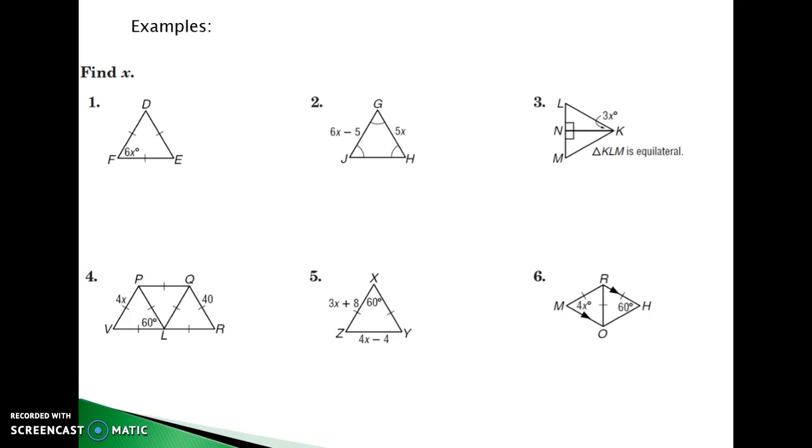We're going to use it to solve each of these problems. Something to note, when you're dealing with angles, you need all three angles. When you're dealing with sides, you only need two when it's isosceles or equilateral, because you want those two that are congruent to each other.